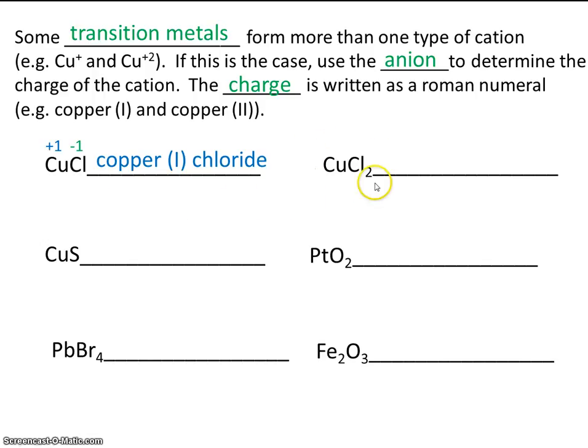Let's do it for this compound here. This is also a copper chloride. So once again, recognize copper as a transition metal. Because copper is a transition metal, we don't know the charge, so we have to use the anion to help us determine the charge. And the charge on chloride is always -1. However, we have 2 chlorides, so we have a total charge of -2. That means copper has to be +2 to balance out that -2. So the name of this compound is copper 2 chloride.